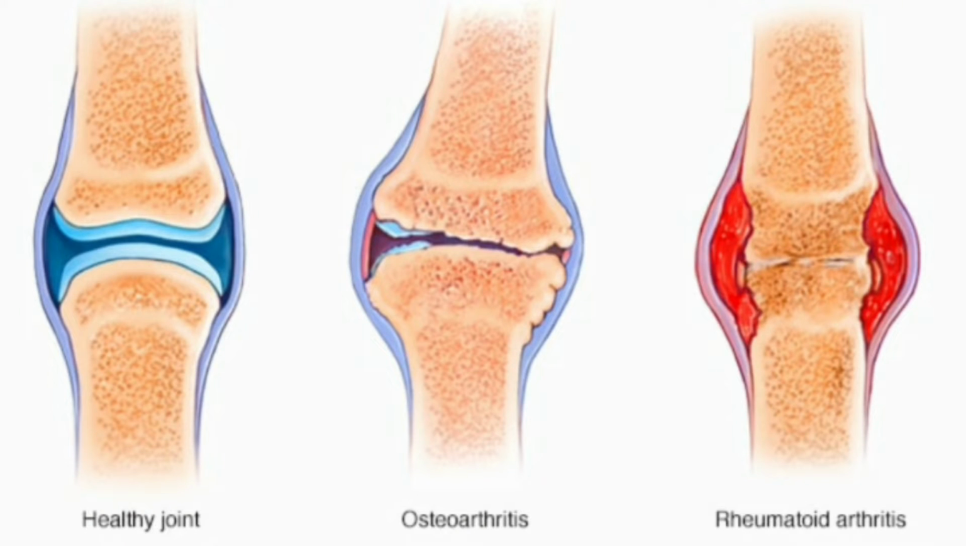Now, the next disease is arthritis. In this picture, you can see the healthy joint on the left side. The middle one is osteoarthritis and the right one is rheumatoid arthritis. So arthritis is a disease of the joints and they are mainly of two types that I told: rheumatoid arthritis and osteoarthritis.